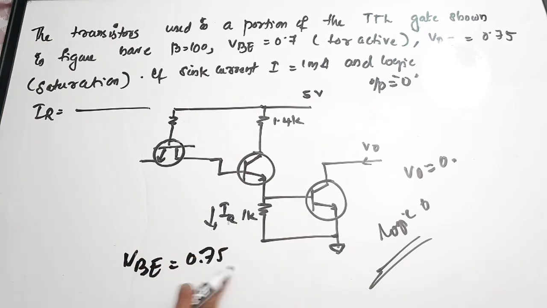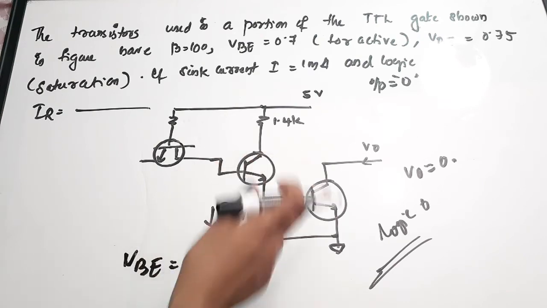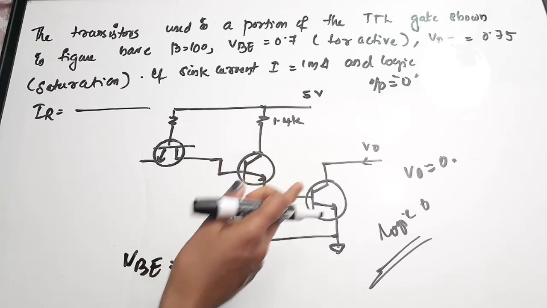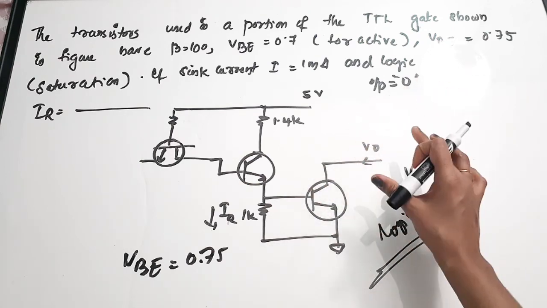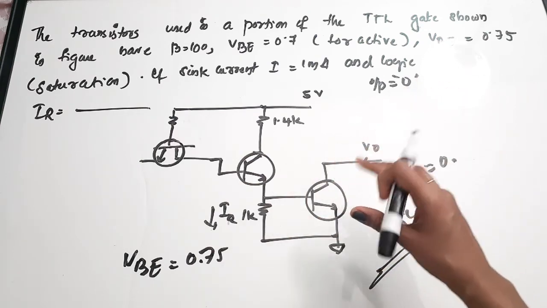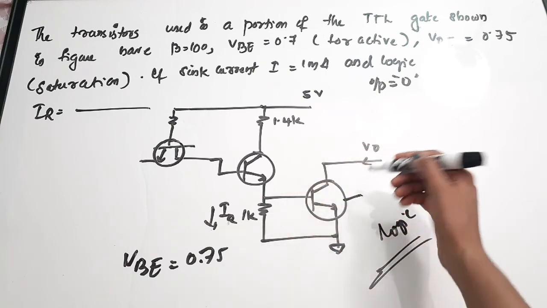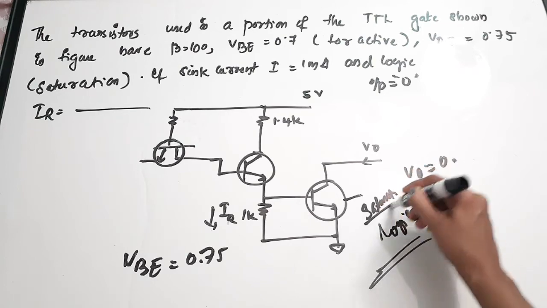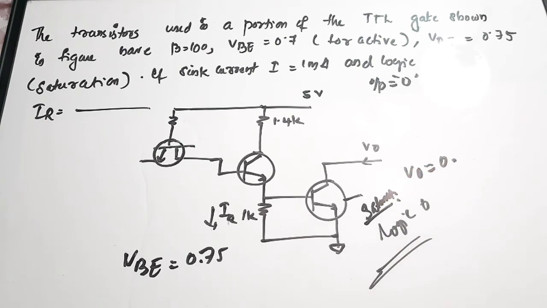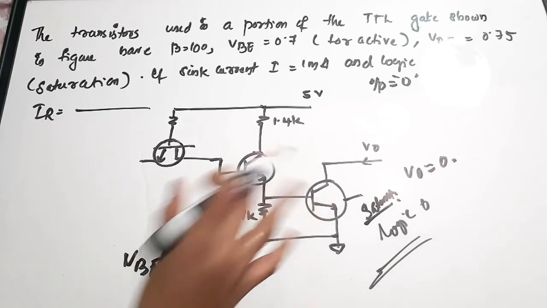Now, why am I taking 0.75? Because the transistor is in saturation. The collector is producing a minimum or the output is 0, which means the collector voltage is minimum. So this transistor is in saturation. That is another important thing you should understand from this question.